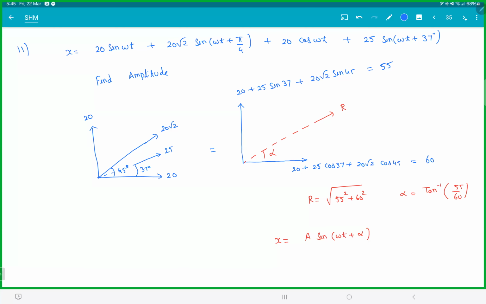Clear? Next thing. Any doubts on this? Simple one. It is just vectors. There's nothing there. The main idea is that you can write 20 cos omega t as 20 sine omega t plus 90. So that's how I got. So basically convert everything into sines or cos. Then you see the angles. This thing has 0, this thing has 45, this thing has 90, and this thing has 37. So you have 4 vectors of different magnitudes and different angles. Get I cap, j cap, and you're done.